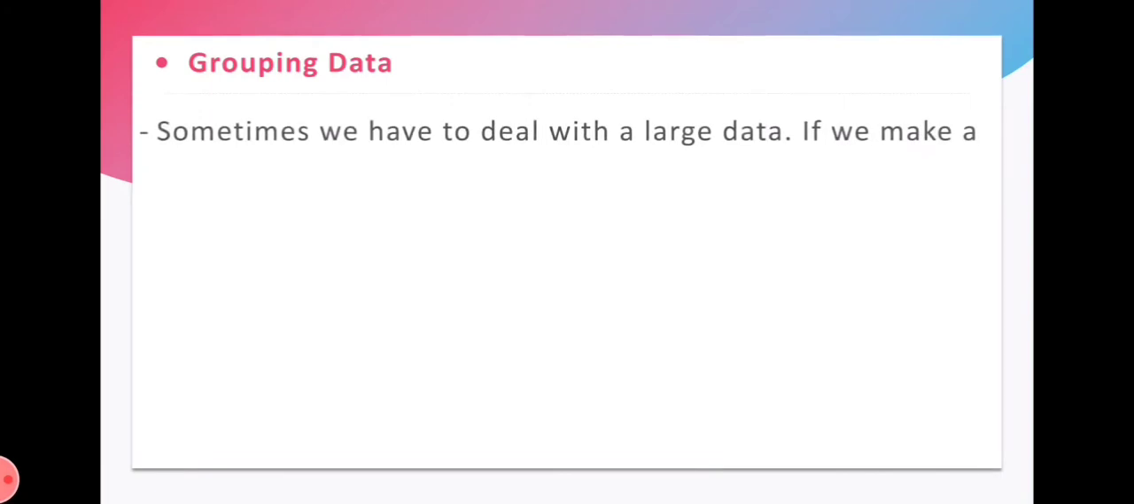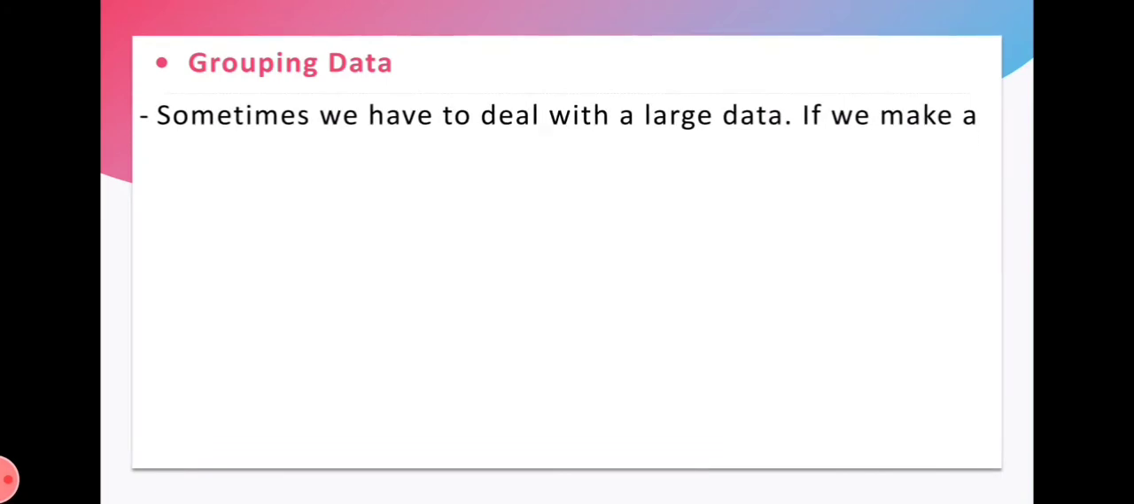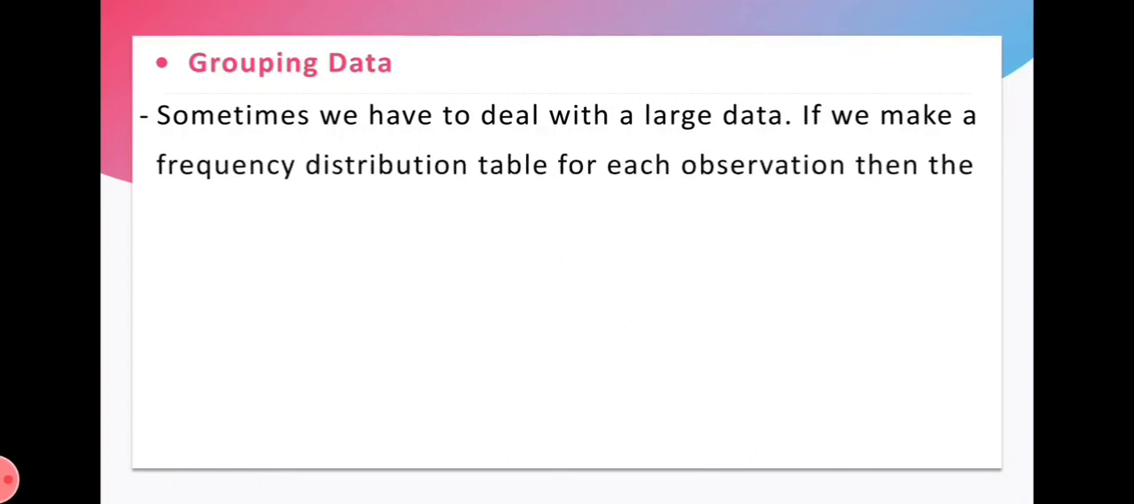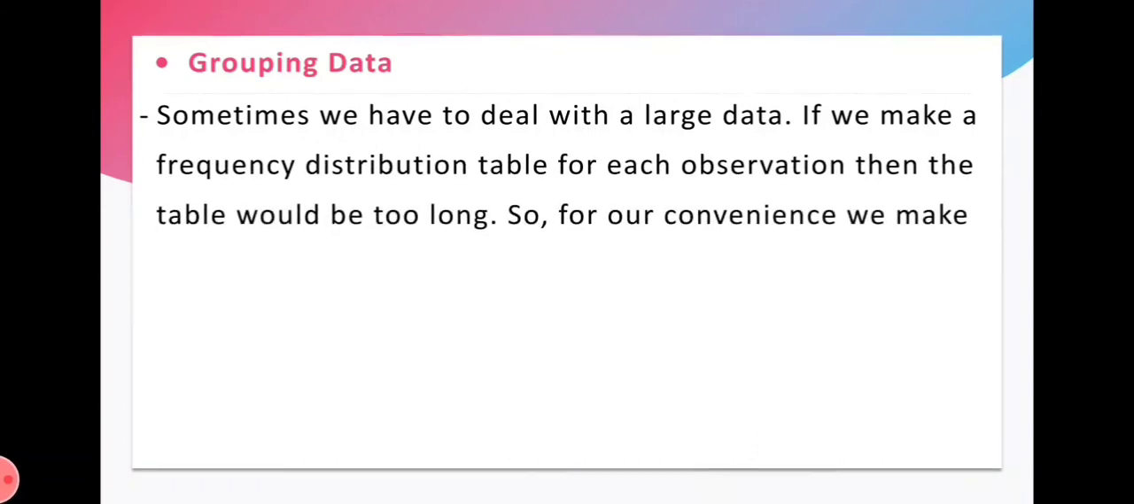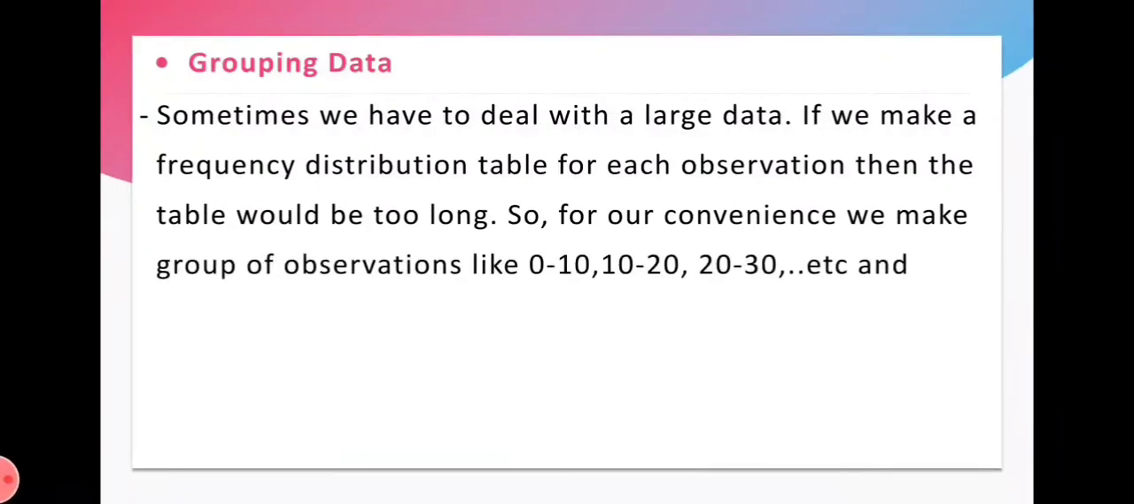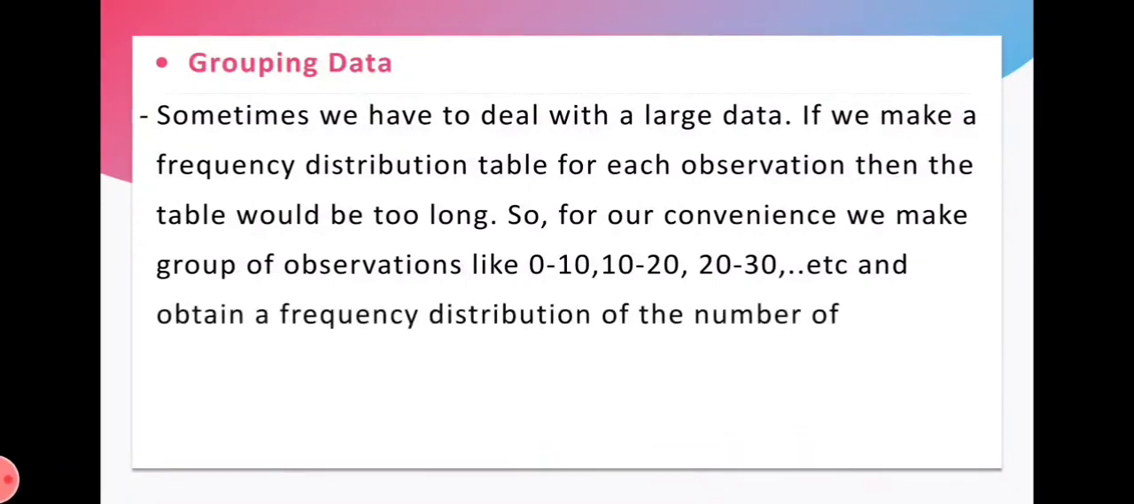Next is grouping data. Now how to group the given raw data? Sometimes we have to deal with a large data. If we make a frequency distribution table for each observation, then the table would be too long. So, for our convenience, we make groups of observations like 0 to 10, 10 to 20, 20 to 30 and so on, and obtain a frequency distribution of the number of observations falling in each group.